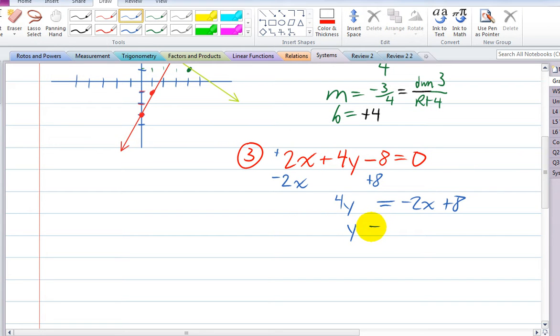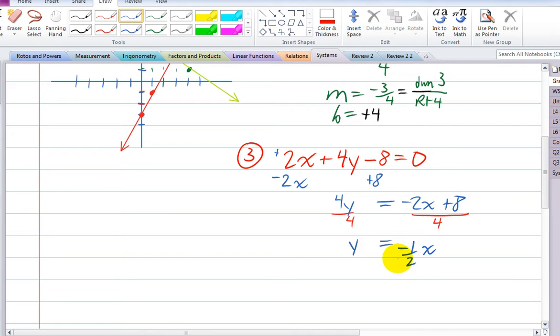Divided by 4. So y equals, now what I like to do is show that I'm dividing the entire side by 4. So both terms on the right side get divided. And so we're left with what? Y equals, no, keep it to yourself. Make sure you're dividing both terms. Jordan Watkins, what's the number in front of x? Good. Negative 1 over 2.